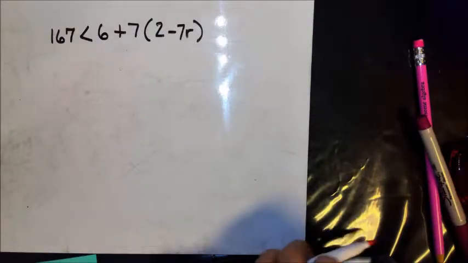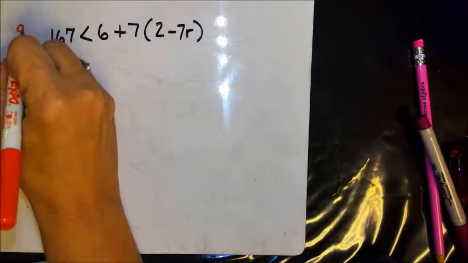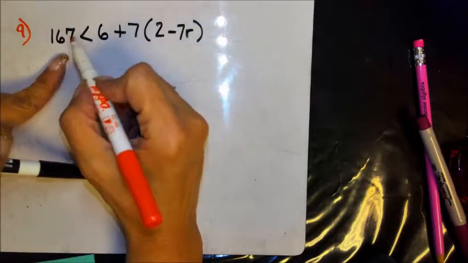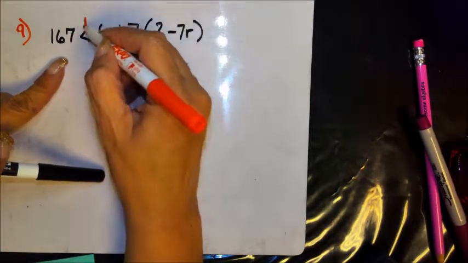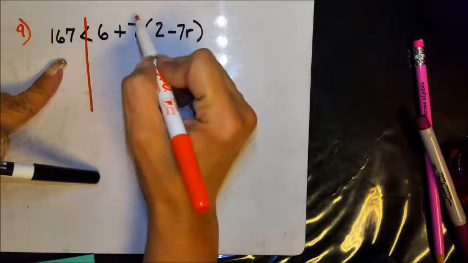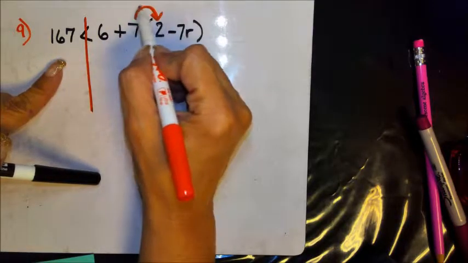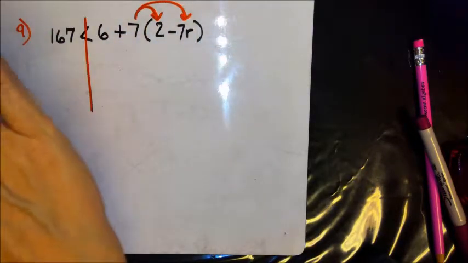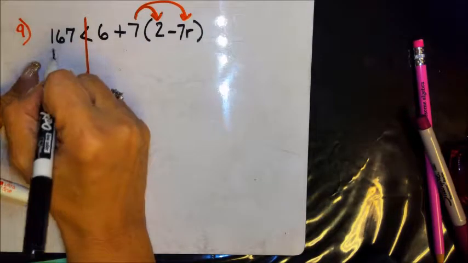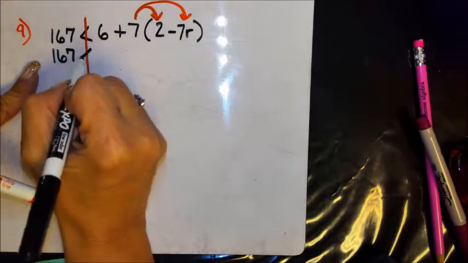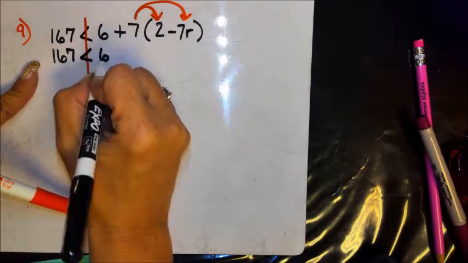Alright, so this is the homework for tonight. This is problem number 9. I'm going to take this one and draw my line. I'm going to need to distribute this 7 across. So here we go. 16 + 7 less than, that 6 is just kind of hanging out. He's out here on the side.